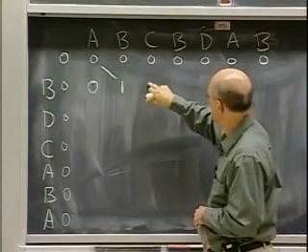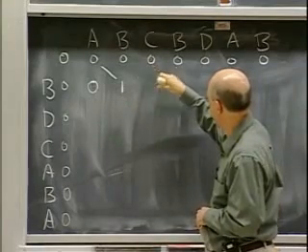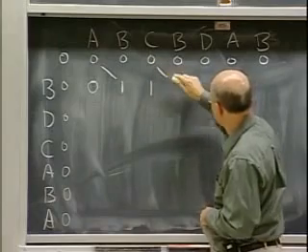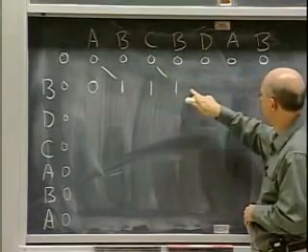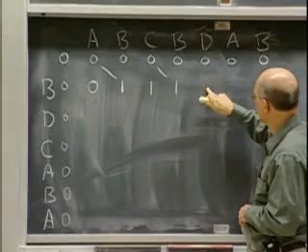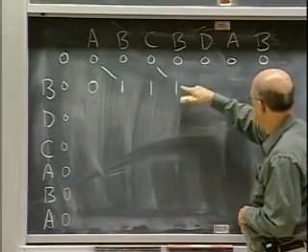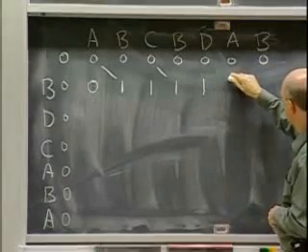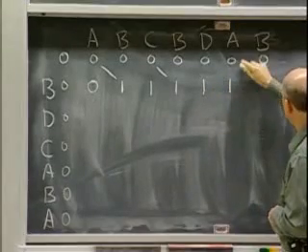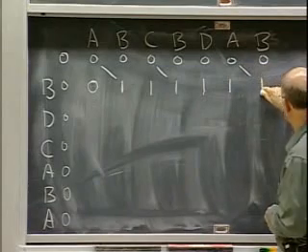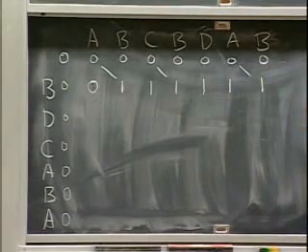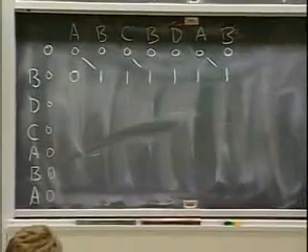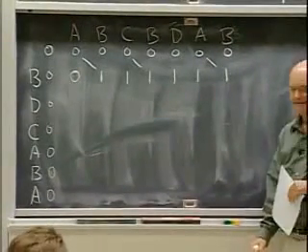So here, they don't match, so it's the maximum of those two. Here, they match, so it's 1 plus that guy. Here, they don't match, so it's basically the maximum of these two. Here they don't match, so it's the maximum. Here they match, so it's 1 plus that guy. Does everybody understand how I filled out that first row? Okay, well then you guys can help.